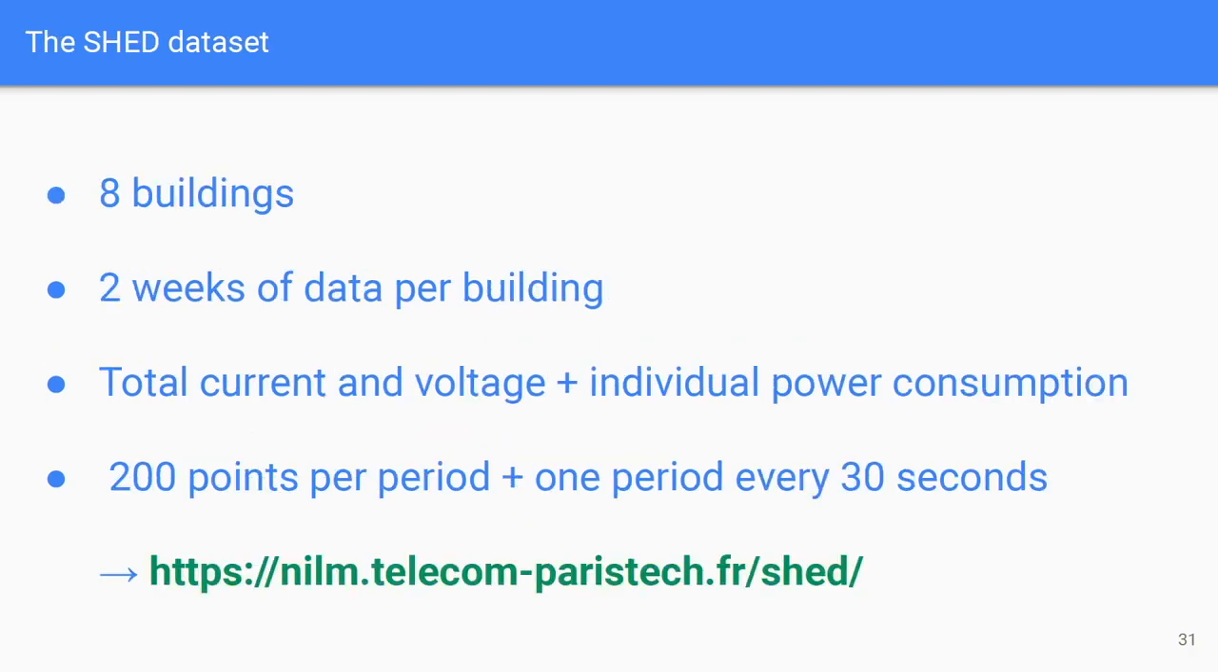And finally, we open sourced a dataset, which is comprised of 8 buildings with 2 weeks of data per building. We have the total consumption for current and voltage, and we also have individual power consumption for each category. The sampling rate is 200 points per voltage period, and we give one period every 30 seconds. The address for the dataset is here, but you will also find it in the paper.